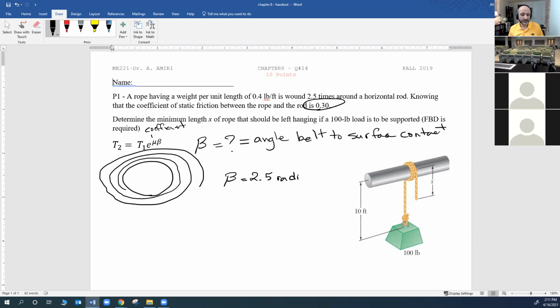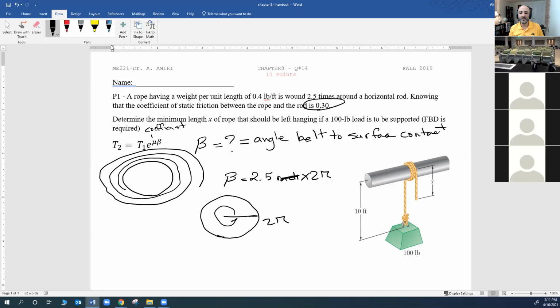Is that correct? It'd be 2.5 times 2 pi, because a full rotation is 2 pi. The angle, right? This angle is 2 pi. So first of all, this beta needs to be in radian.